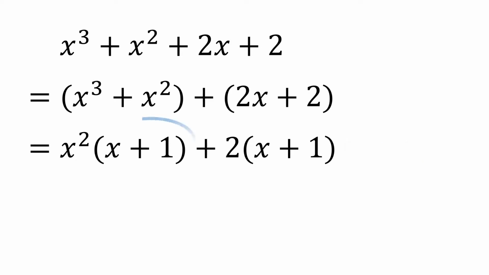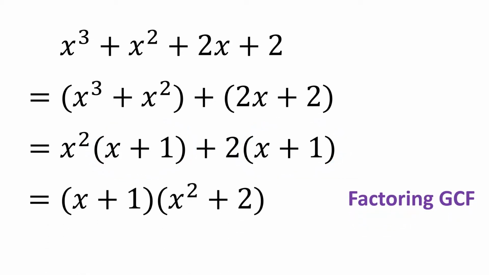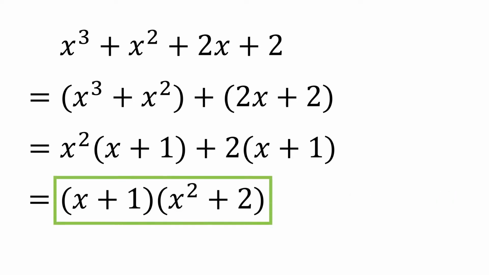Now notice here that x plus 1 is a common factor. So therefore, we can factor it out and write this as x plus 1 times x squared plus 2. So therefore, our answer is x plus 1 times x squared plus 2.